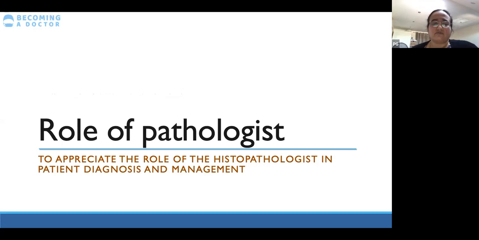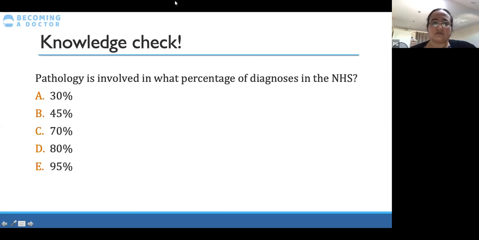So if we first of all start talking about the role of the pathologist, and this is particularly in the setting of cancer and the MDT, but just broadly, if I go on to this, so we've got a question here. If I can hopefully figure this out. So, pathology is involved in what percentage of diagnoses in the NHS?